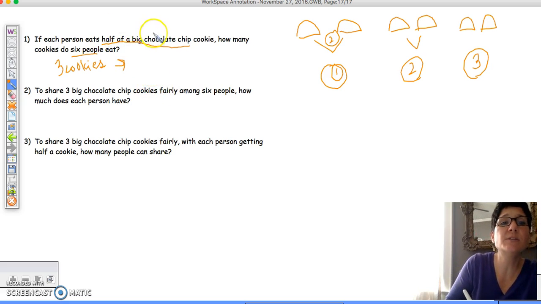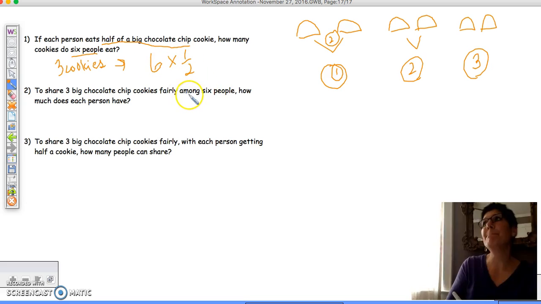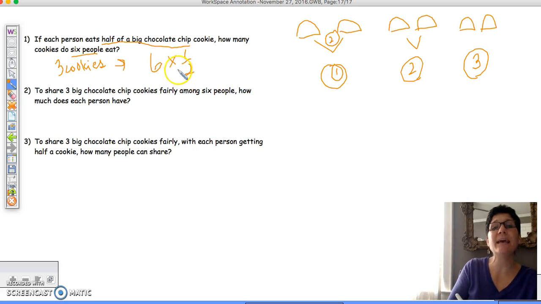Because here's the thing. It says if each person eats half a big chocolate chip cookie, how many cookies do six people eat, right? So my thing is that I'm thinking, I have six people, each one eats half. How many cookies do they actually eat between the six of them? So to me, I'm thinking 6 times 1/2, right? And think of that. 6 times a half. What does that mean? So that's basically saying what's half of 6, right? And hopefully in your little brain, you're like, oh, it's 3.